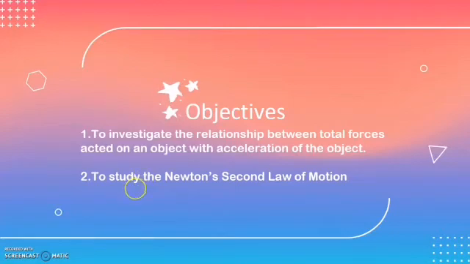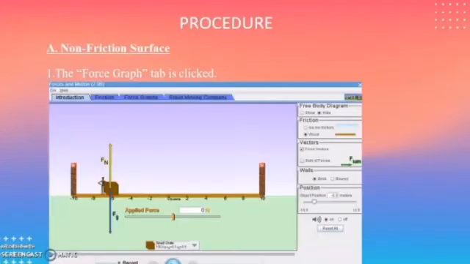For the objectives of this experiment, first, it is to investigate the relationship between the total force acting on an object and the acceleration of the object. And secondly, to study Newton's second law of motion. The procedures are divided into two parts, which are the non-friction surface and the friction surface.